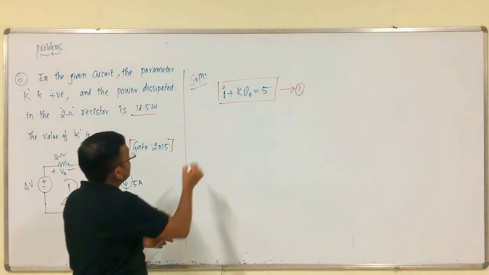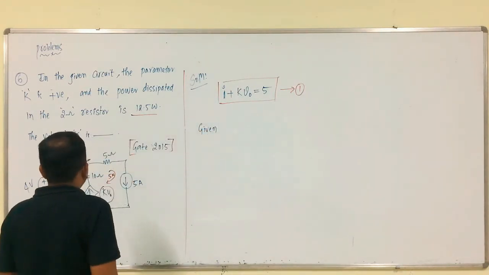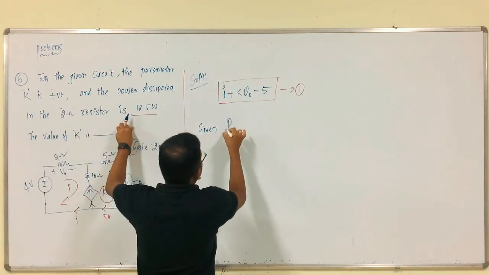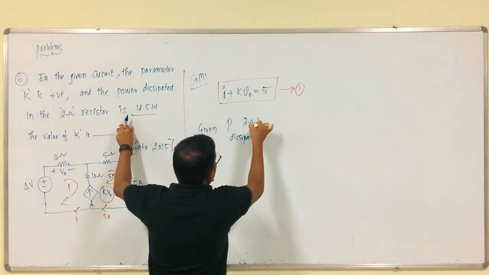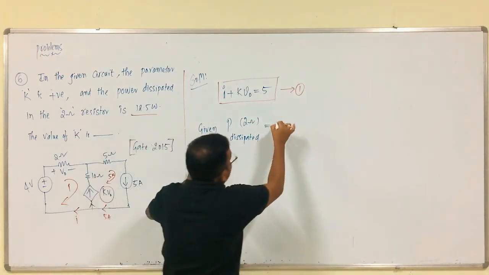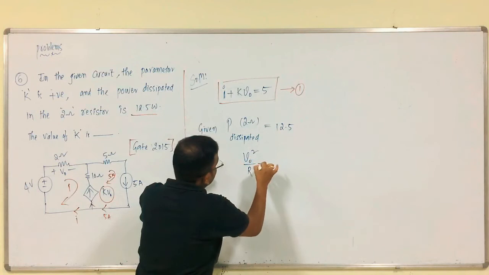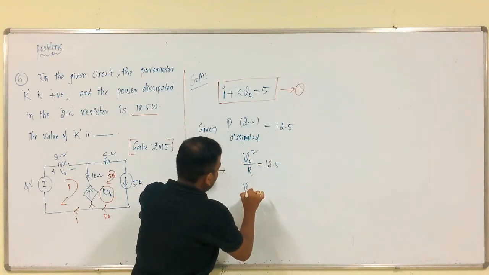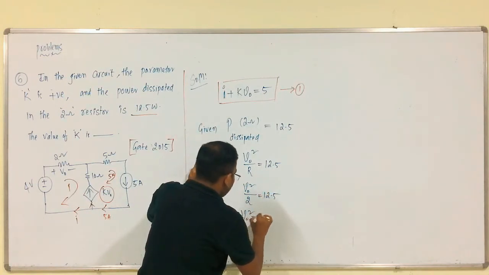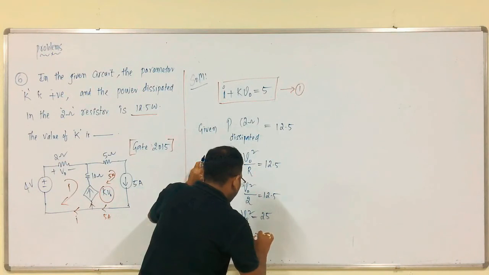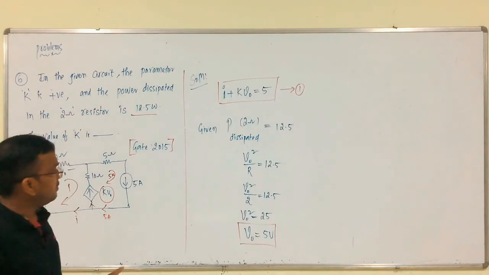And given the power dissipated through the 2 ohm resistance is 12.5 watts. That is nothing but V naught square by R, which equals 12.5. So V naught square by 2 equals 12.5. Therefore, V naught square equals 25, so V naught equals 5 volts.